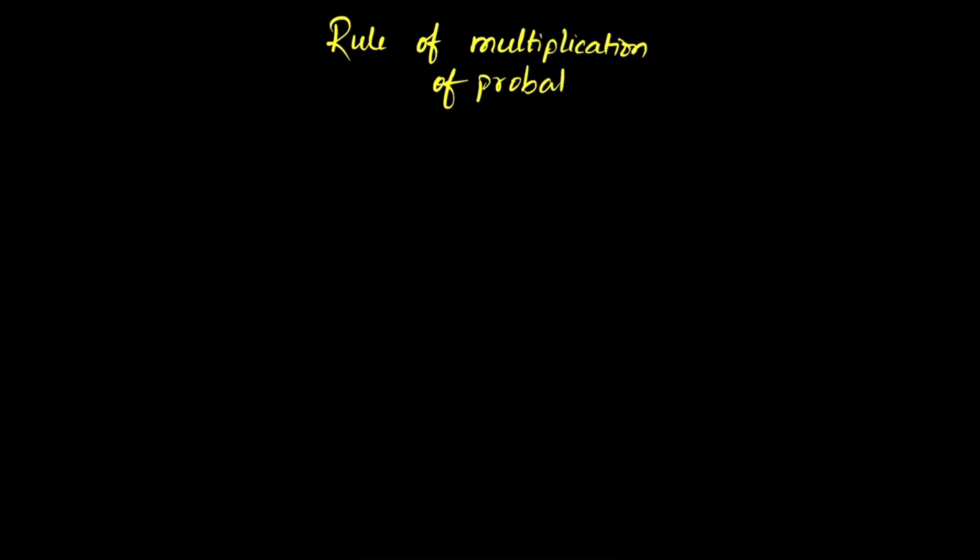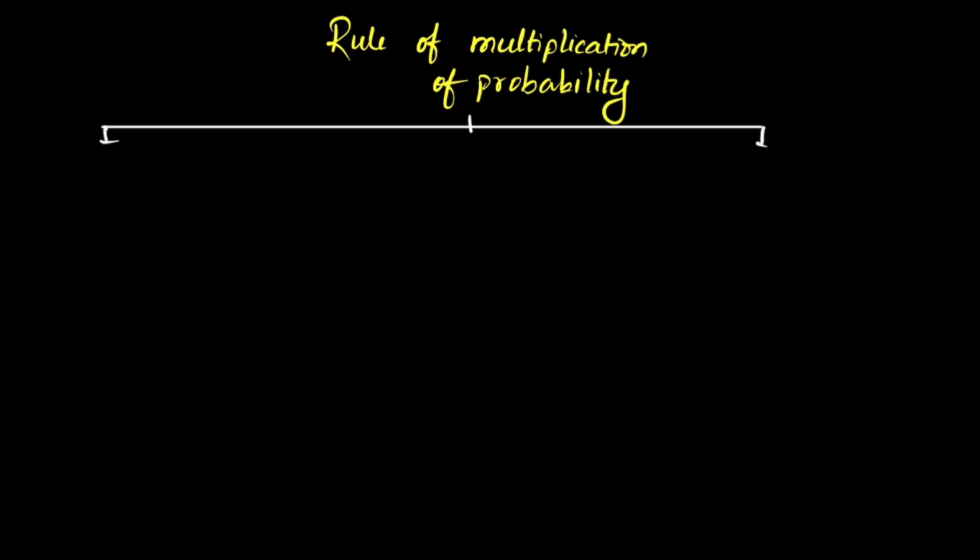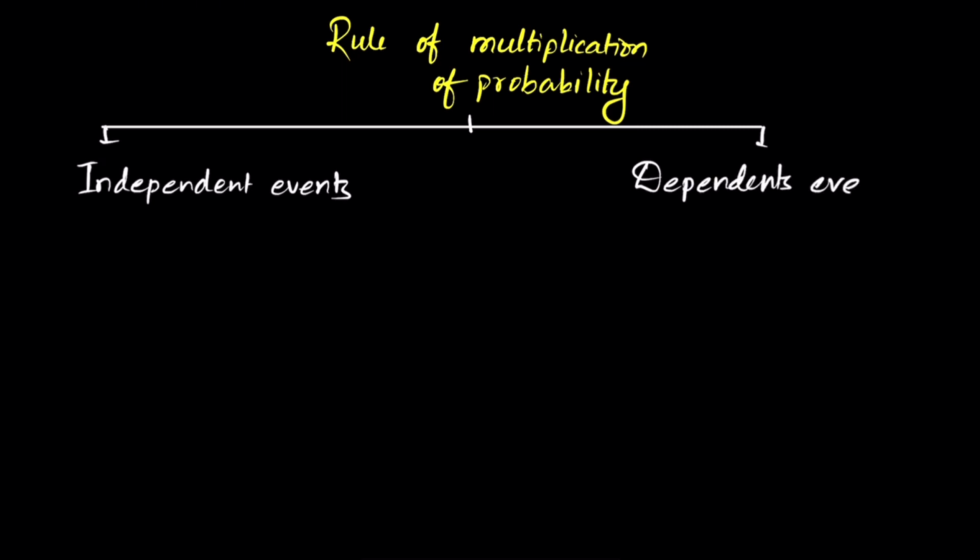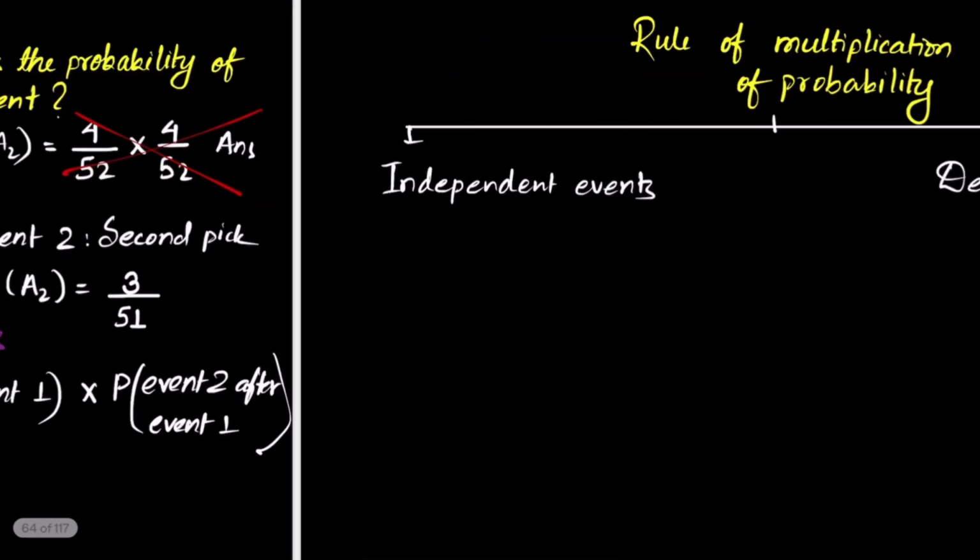Okay, one last revision for the whole thing. All right, so here's the thing. We are learning the rule of multiplication of probability. Under the rule of multiplication of probability, there are two different types of events that you need to know about. The first are your independent events, where the occurrence of one event does not change the probability of occurrence of another event. And then there's your dependent events, where the occurrence of one event affects the occurrence of another event.